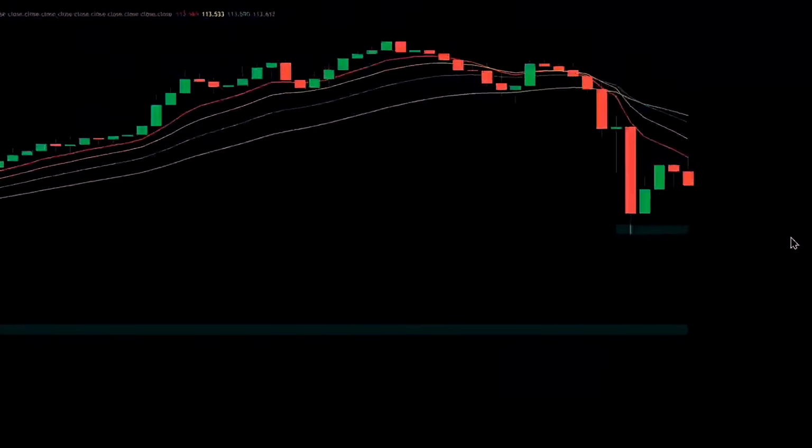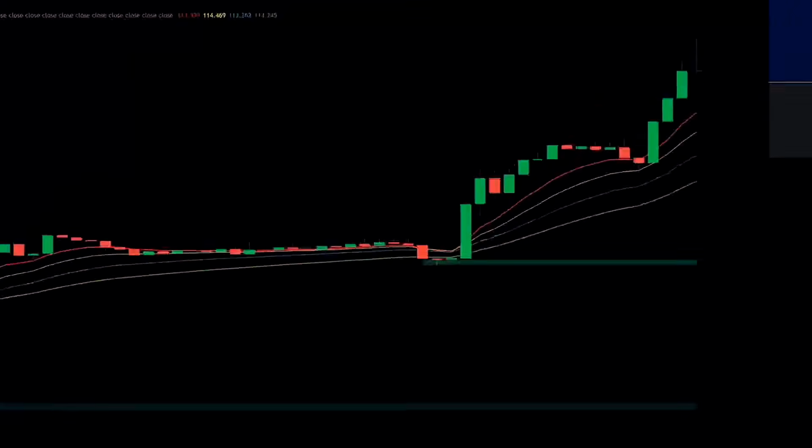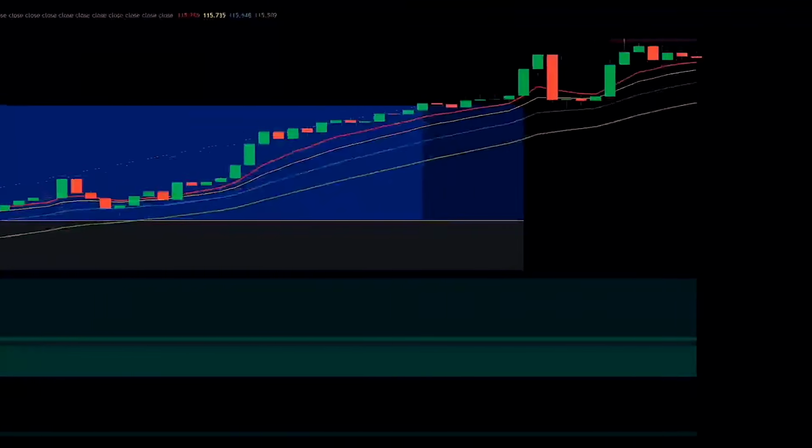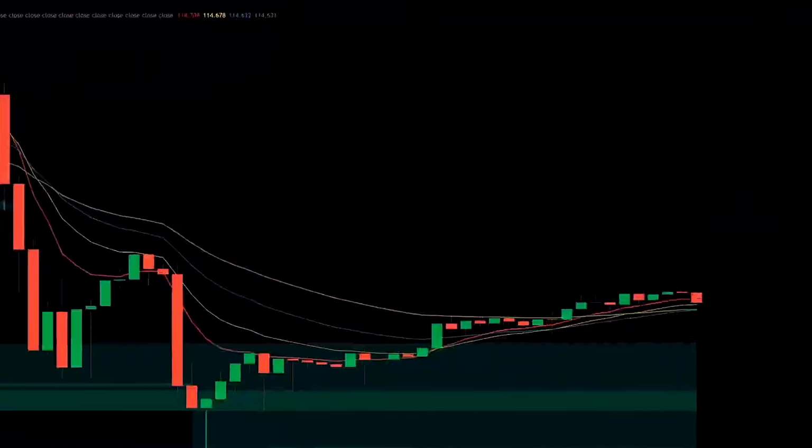And that's how you use liquidity sweeps to trade profitably. This strategy is simple, effective, and works across different time frames and markets.